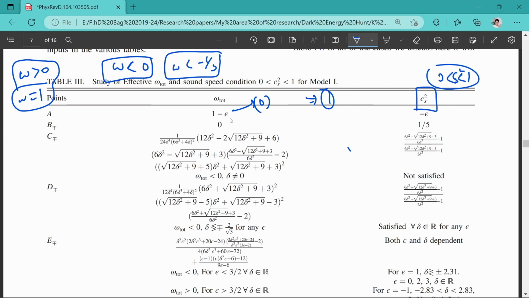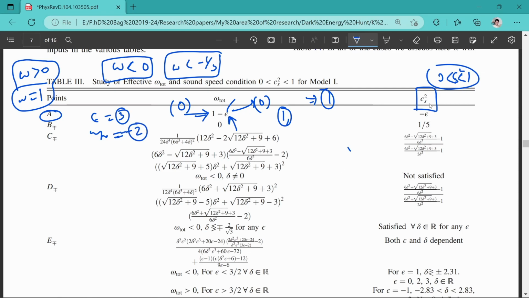So if epsilon is 0, then it is going to be 1, and as you increase epsilon to 1, this point will contribute towards the matter part, and for epsilon more than that, let us say 2, this point will become the accelerating part. At some point, if epsilon is 3, then omega total can be -2, so it is more accelerating.